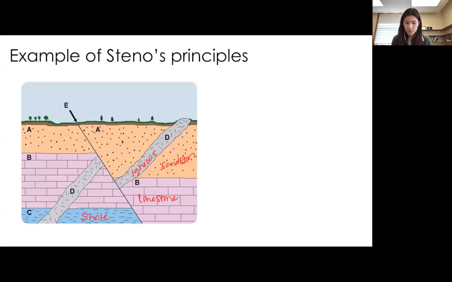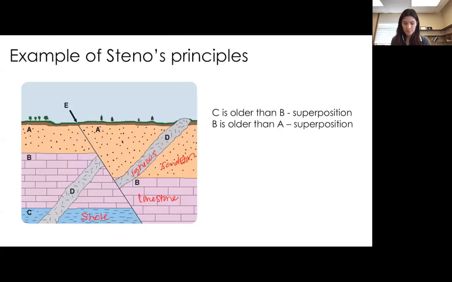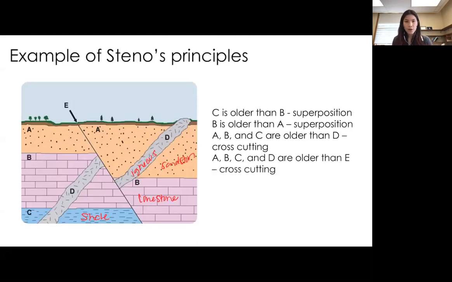So we know that C must be older than B because B lies on top of C. B is older than A, again, because A lies on top of B, so we're relying on superposition. And then D cuts through both A, B, and C. So that means D is younger than all of those. And then this fault, E, cuts through all of them, so it is the youngest.